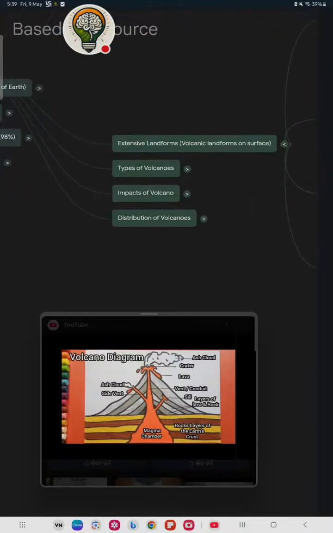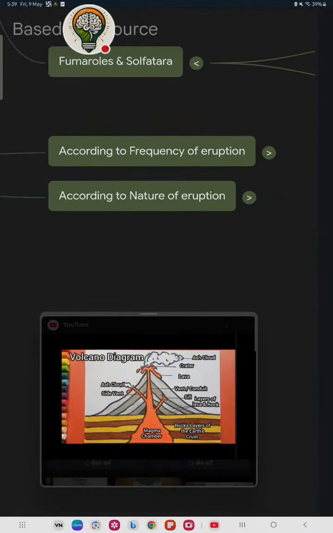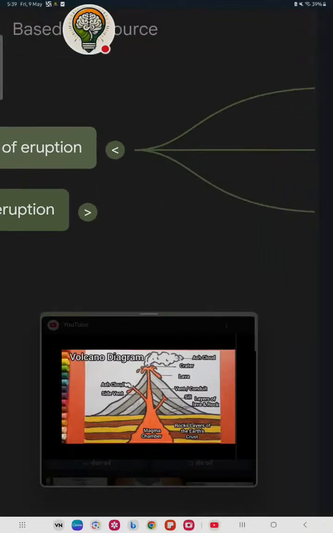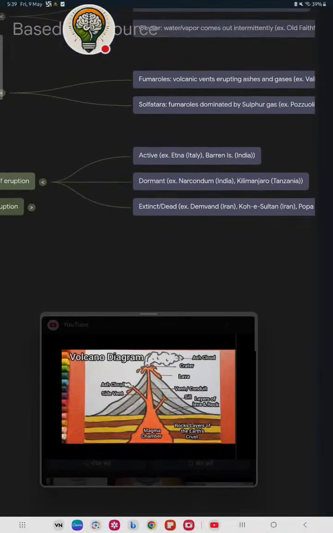Then comes the type of volcano. The types of volcano according to frequency of eruption: the active volcano, like Etna in Italy and Barren in India; dormant, like Narcondam in India and Kilimanjaro in Tanzania; and extinct or dead volcano, like Damavand in Iran, Kuh-e Sultan in Iran, and Popa in Myanmar.